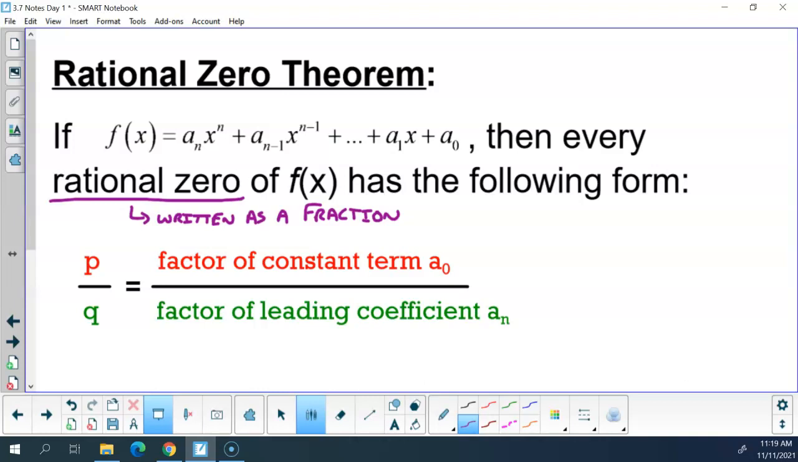Nope. It's just a general function. And it honestly, Abby, has nothing to do with the rational zero function. It just gets me the a sub 0 and the a sub n. Okay?